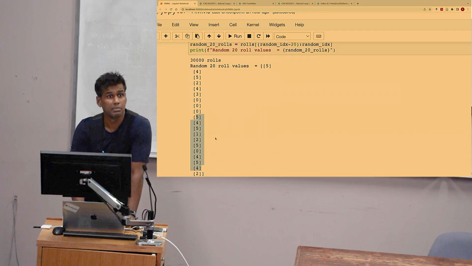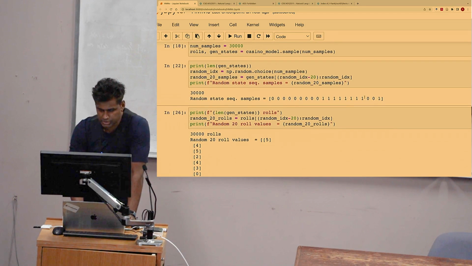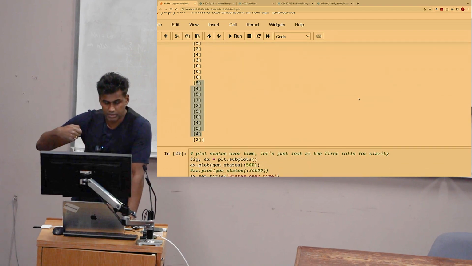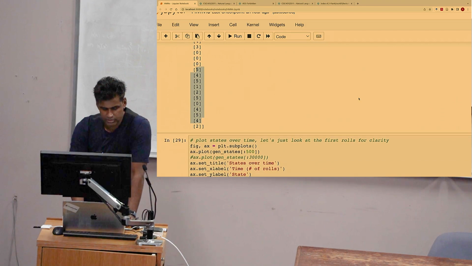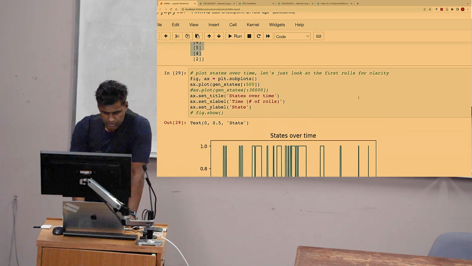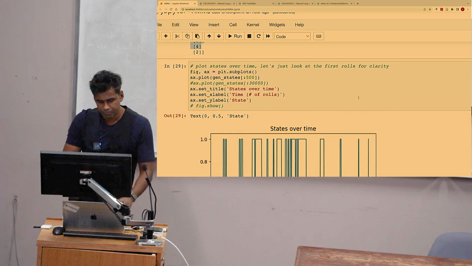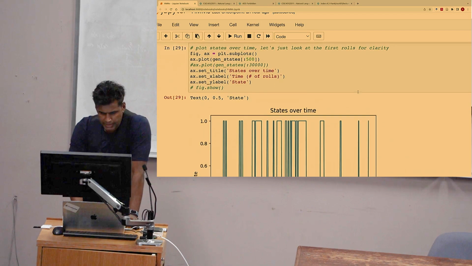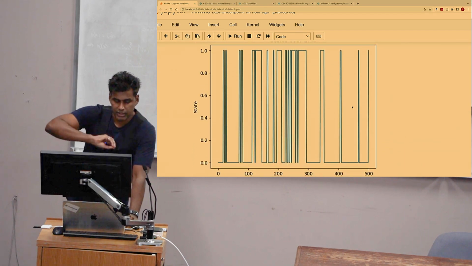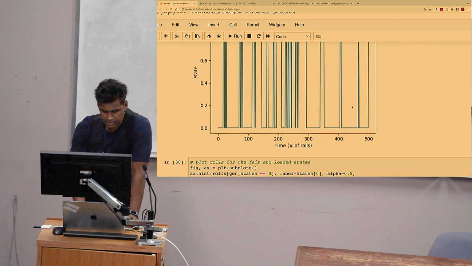So this actually is working. In this loaded state, you're seeing 50% of the time a roll of 6, or 5 in 0 indexed. Okay, so let's plot this up. The first plot essentially shows, for the first 500 rolls, how do the states change? This just shows 0 is fair, 1 is loaded, it's just switching states.